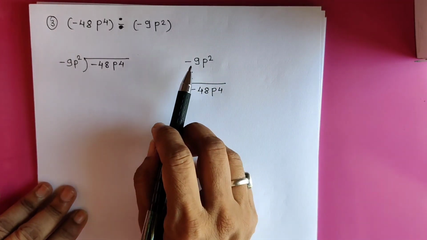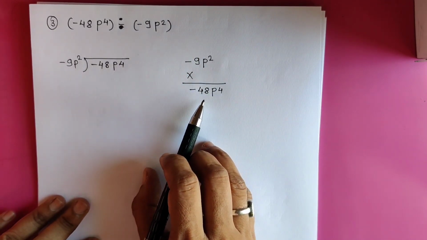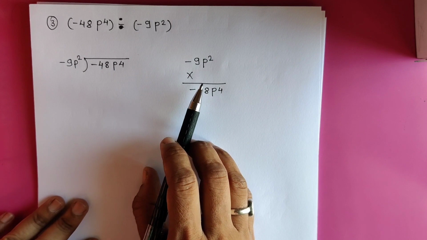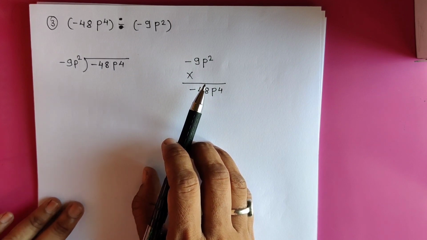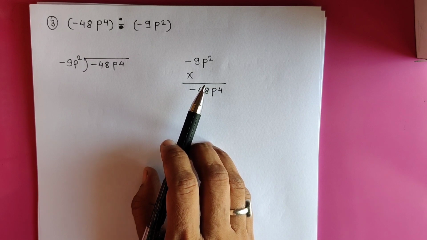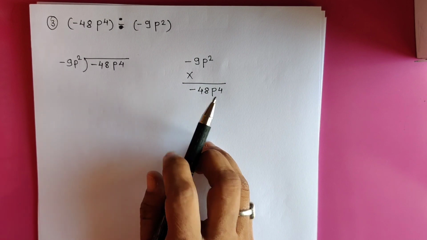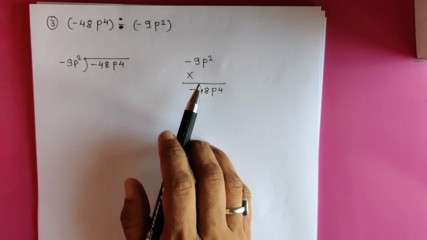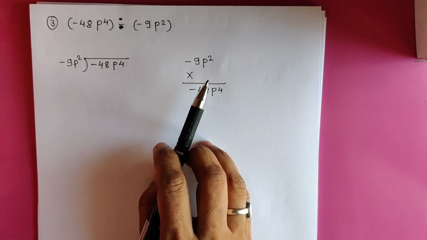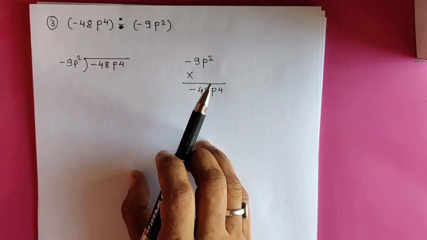Now see children, we have to find out the 9's table. In table of 9, 48 is not there. If you say the table of 9, 9 1s are 9, 9 2s are 18, 9 3s are 27, 9 4s are 36, 9 5s are 45 and 9 6s are 54. That means 48 is not there. So we have to find out a fraction or a rational number. If you multiply that rational number by 9, we get answer as 48.